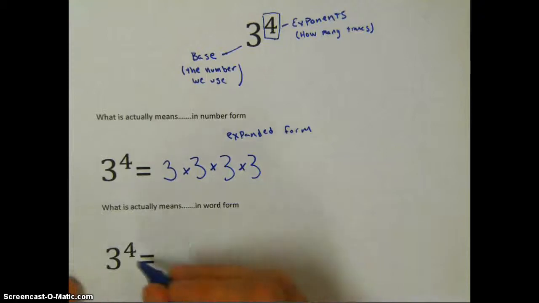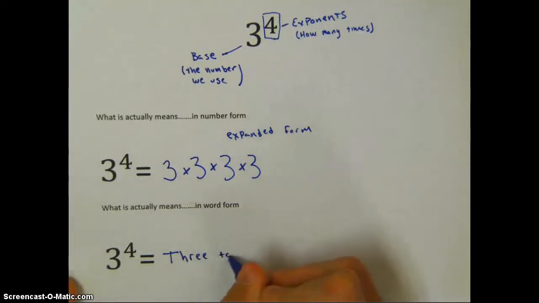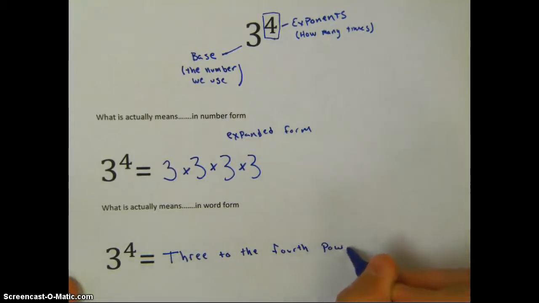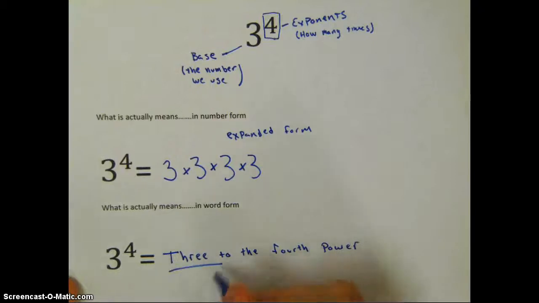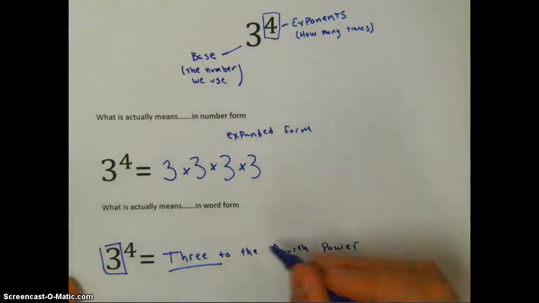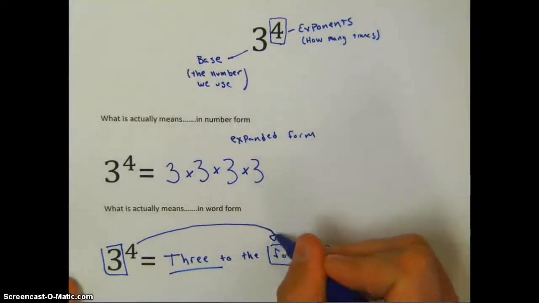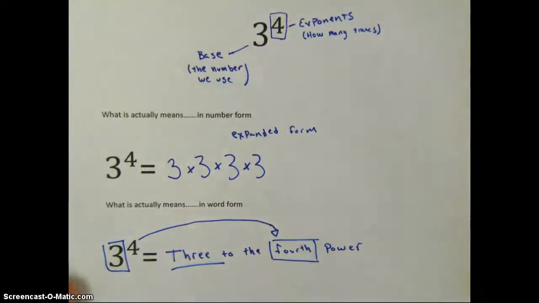Now we're going to write what it is in word form. So this would be read as 3 to the 4th power. So we got our 3 obviously from our 3 and our 4th power from our exponent. So we can just fill these in however we want.